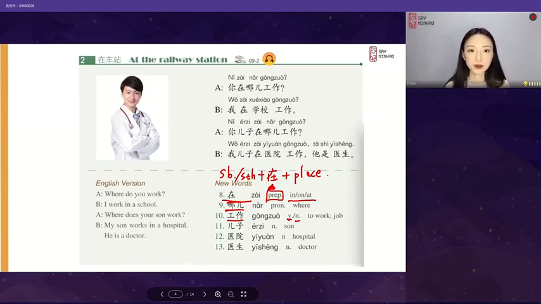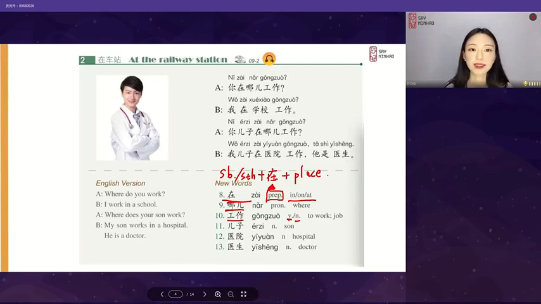It is 我的工作. Okay, try to say his job. It is 他的工作. And try to say 李月's job. Then it is 李月的工作. Okay, now try to say 李月's job is teacher. It is 李月的工作是老师. Okay, to be is 是 in Chinese, right? So we will say 李月的工作是老师. 老师 is teacher.